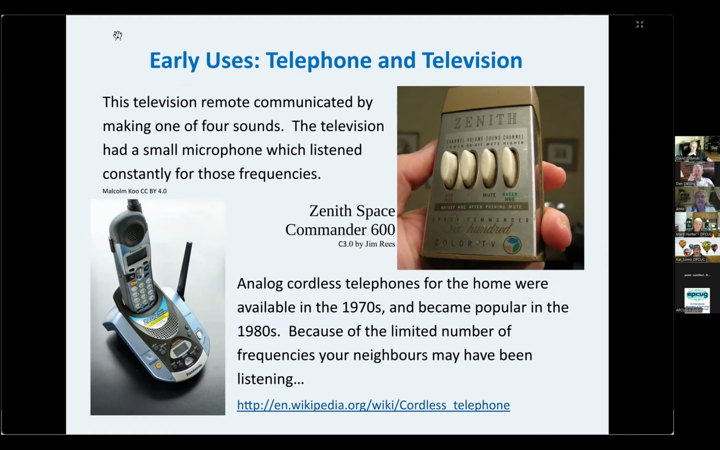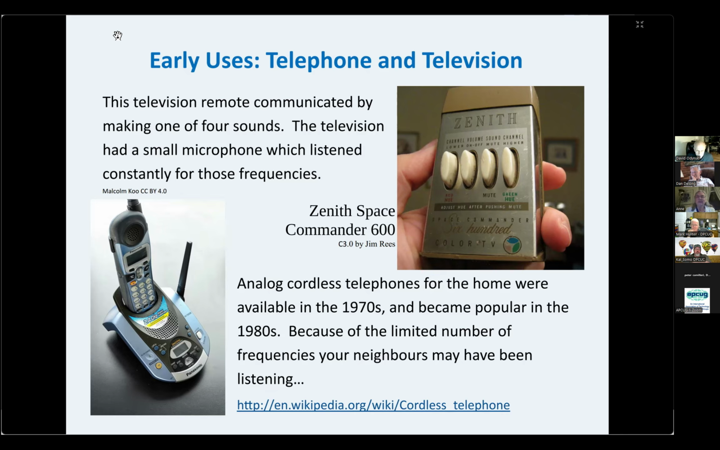My first one had a cord on it that you plugged in, a 30-foot cord. Well, this one makes one of four sounds. Oh, really? And there are little prongs inside. They go boing or bling. And the television has a little microphone and it listens for those sounds. It's channel up, channel down, volume up, volume down. Wow, that's interesting. So cool. So it's not really electromagnetic. No, it's sound.